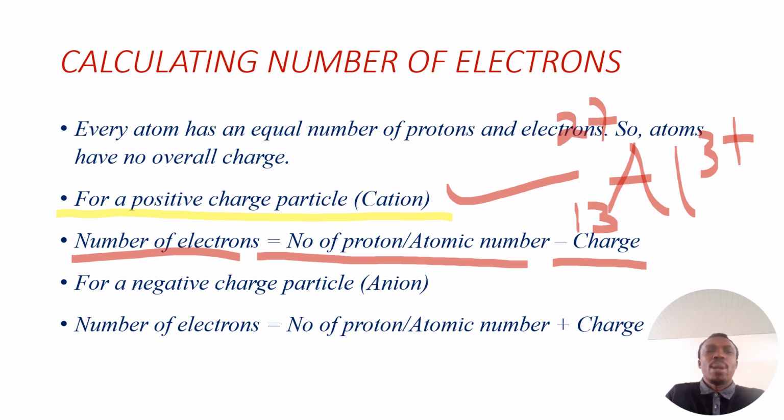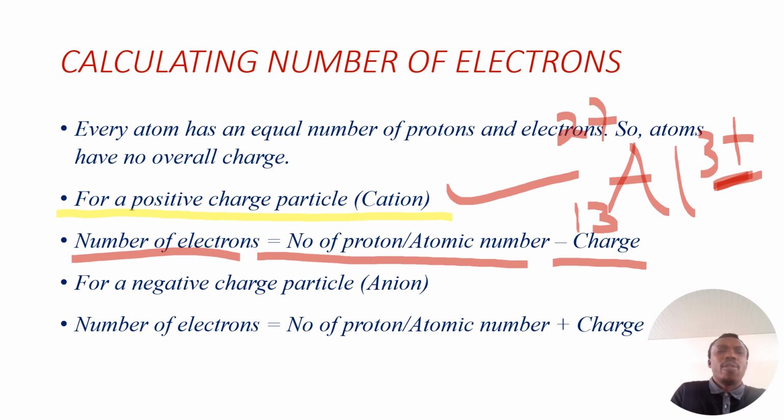In this situation, what is the number of electrons in aluminum? Aluminum is a positively charged particle. It has a charge of +3. So at this point, the number of protons is not equal to the number of electrons. The number of protons is 13, but the number of electrons is not 13.